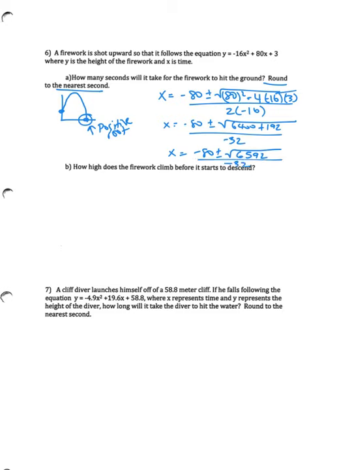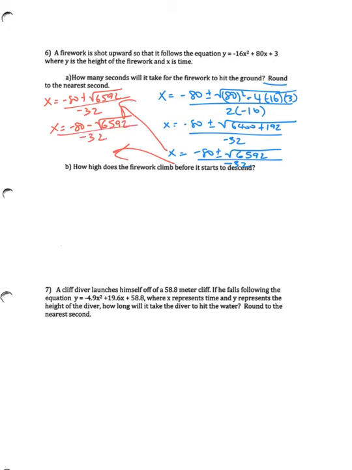So now this is where I take my 2 paths. Let me erase this first so I have a little bit of space. I'm going to now go 2 paths. I have either x equals negative 80 plus the square root of 6,592, all of it divided by negative 32, or x equals negative 80 minus the square root of 6,592, all of it divided by negative 32.